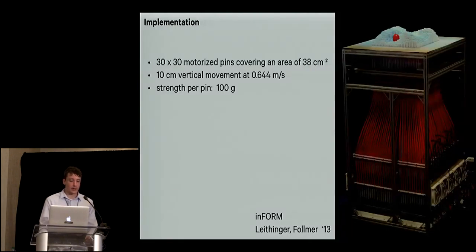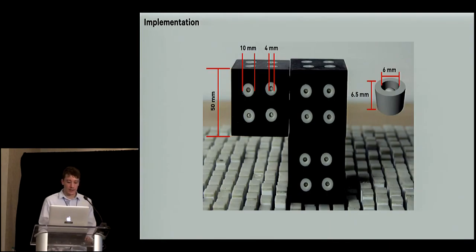And for the implementation, everything was done on our current inFORM system, which is this machine that has 900 actuated pins that can move up and down within a range of 10 centimeters, and each pin can lift a weight up to 100 grams. The wooden building blocks have an edge length of 5 by 5 by 5 centimeters and weigh 90 grams. And as magnetic connectors, we used spherical neodymium magnets that we put into custom 3D printed shells. This allowed them to freely move within the shells, so they would change their polarization as needed, and we could connect them to any side in any orientation.